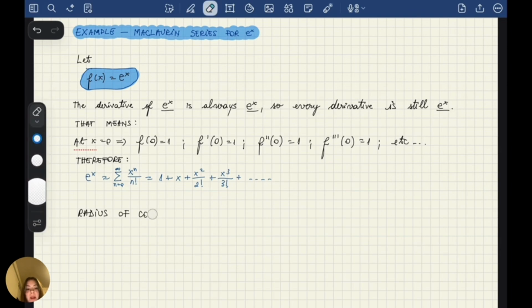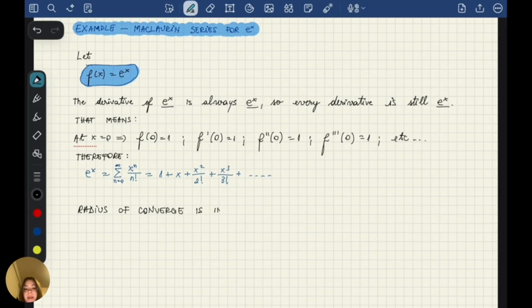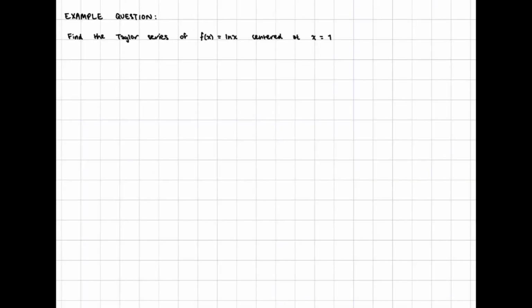And what does that mean? If we have the radius of convergence being infinite, that means that the series converges for all real x. And this is a great example of the Maclaurin series, and it's one of the most important applications of the Maclaurin series. So now let's do an example question.